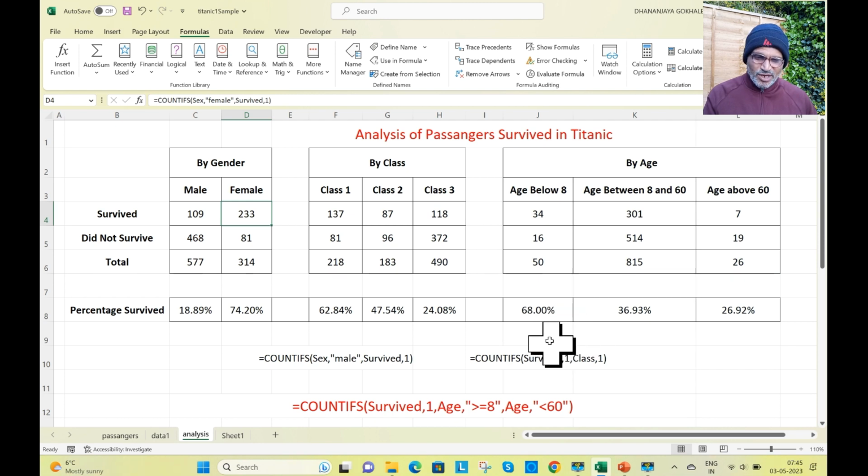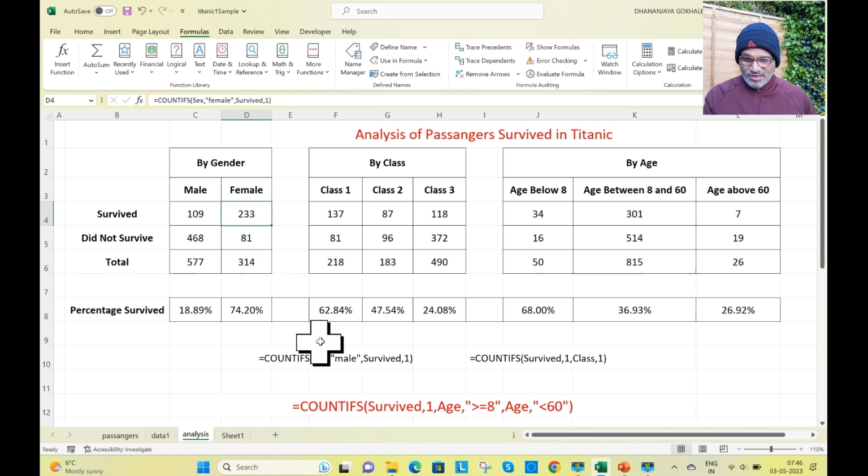The children below 8, 68% survived. Between 8 and 60, that is the normal, only 36% survived. And why did the senior people survive less, only 26%? Because probably they had difficulty in climbing up. Some of them could not walk or run, and they needed some help, someone to hold their hands and so on. So the people above that age, only 26% could survive, right?